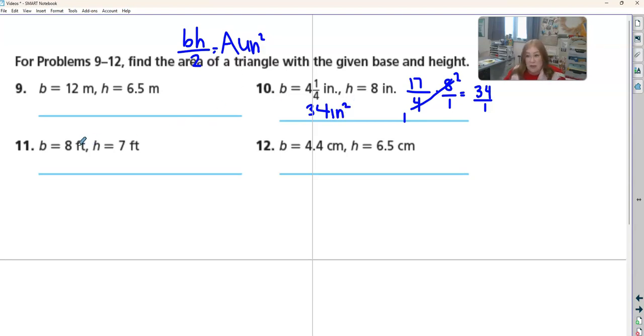Hey, this one's pretty straightforward. Nice whole number is 8 times 7. Cut in half. Make sure you get the right label, feet squared. And 12, we take the base, times it by the height. I notice this one has 2 decimal places, 1, 2. And then divide it in half, centimeters squared.